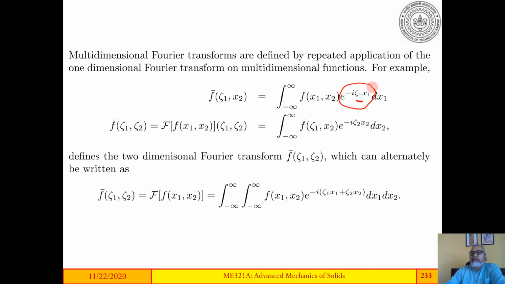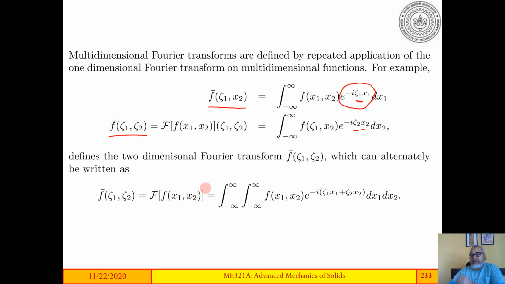That means we multiply the function by e to the power i zeta 1 x1 and integrate over x1 to get a function of zeta 1 and x2. So x2 remains, x2 we are not integrating over. Then you do a Fourier transform over another Fourier variable, zeta 2 and x2. So finally you get a function of zeta 1 and zeta 2.